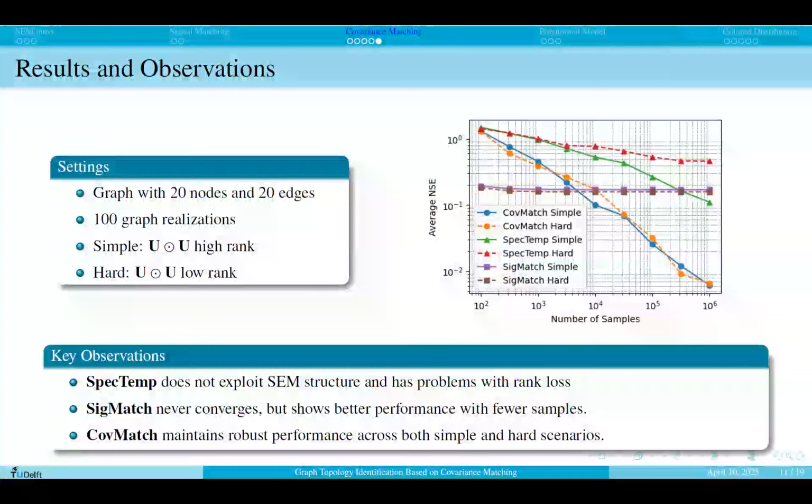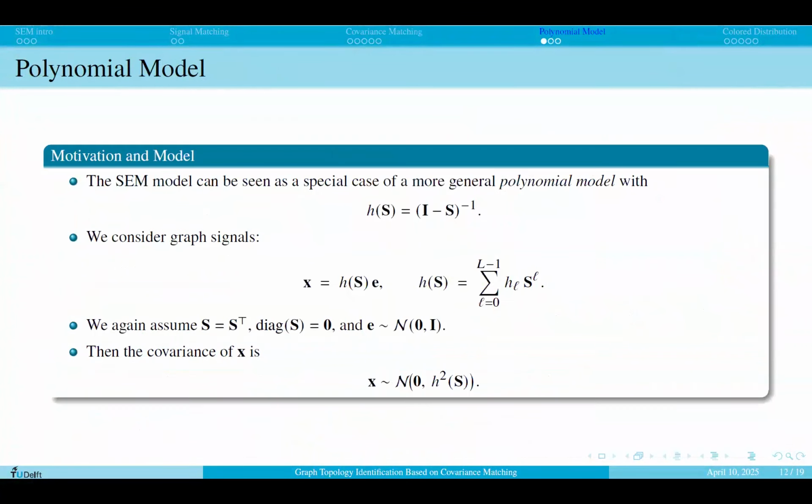Okay, and we also want to extend our method to a more general model. First, because we just use the sample covariance, for any model, once you know it, you can calculate the expected covariance. You can match the expected covariance and your sample covariance.